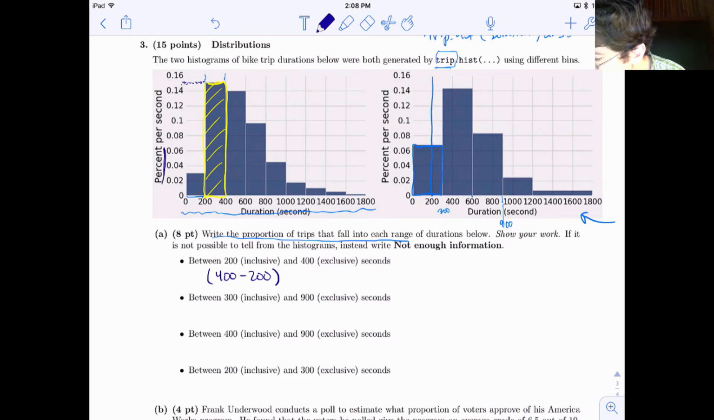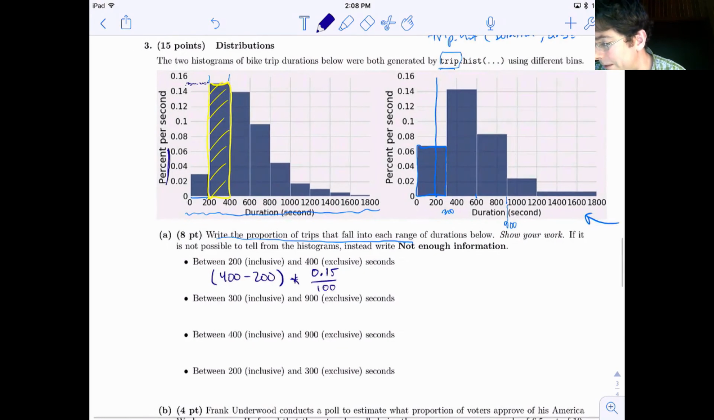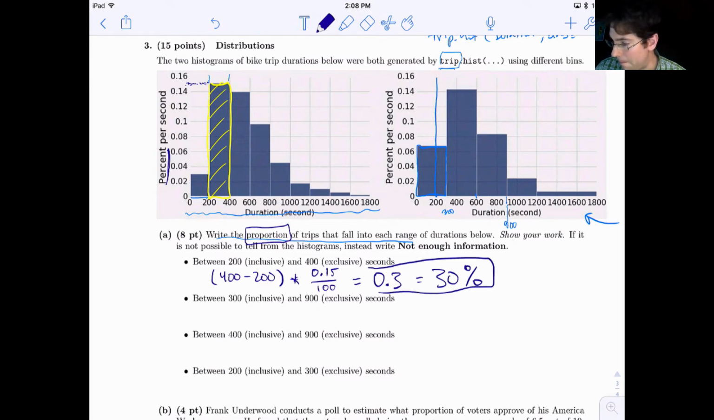Okay, so that means that we're multiplying the width by the height, which is not 0.15, but instead 0.15%. So we have 200 times 0.15 divided by 100. The 200 and the 100 can kind of cancel out, and we get 2 times 0.15 equals 0.3. That's the proportion of the trips that fall into this range. It's also common to write this as 30%. These two are the same number. Okay, so that's how you interpret a histogram.